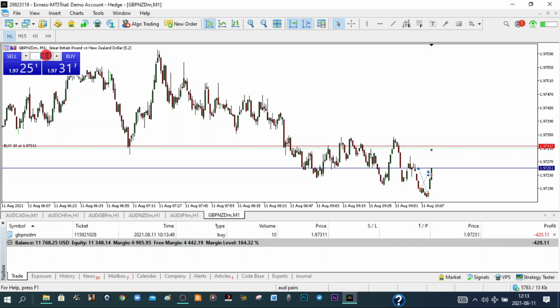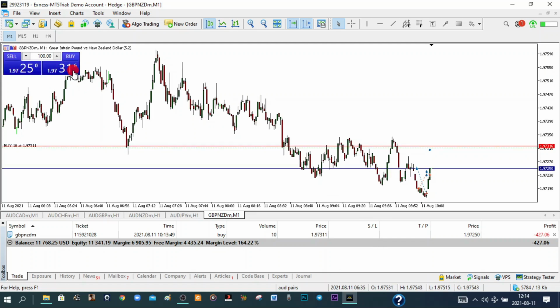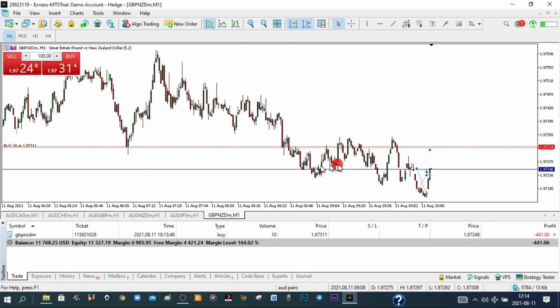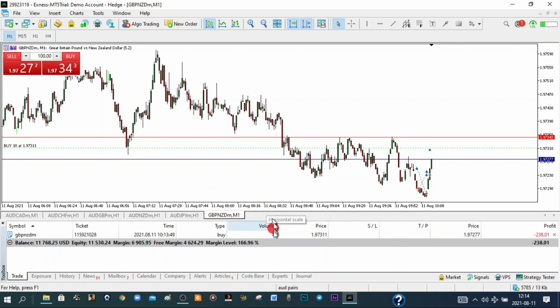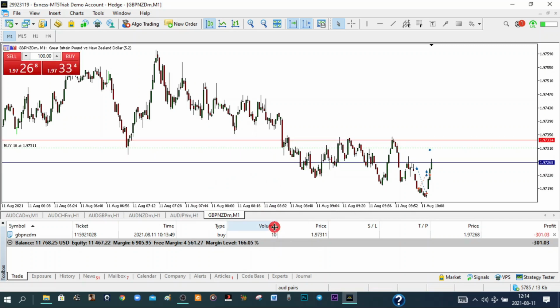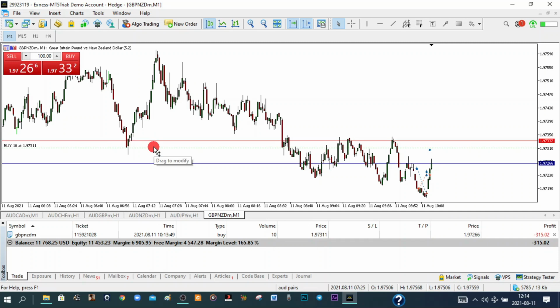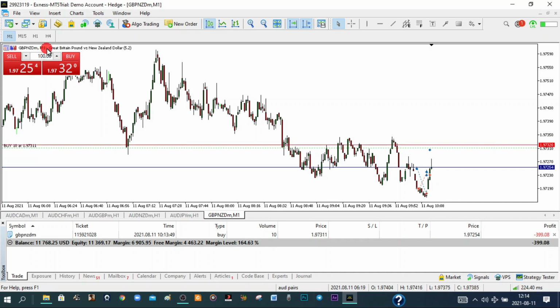Now, if I move on to 100 lots and I try to buy, you can see that it's now giving me that sound, that I am not able to buy 100 lots. Why? Because for me to buy 100 lots, it means that for this account, the leverage that I used is not 1:1,000, it's 1:100. Because if it was 1:1,000, then I would be able to open 100 lots.